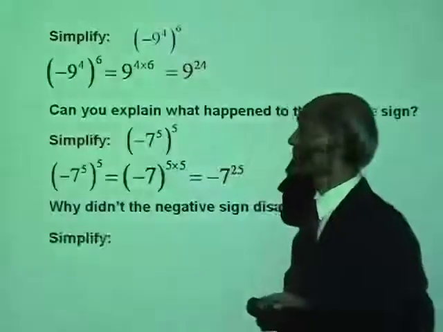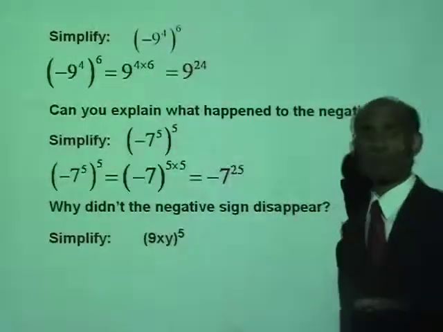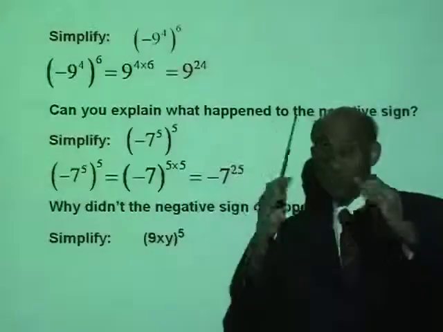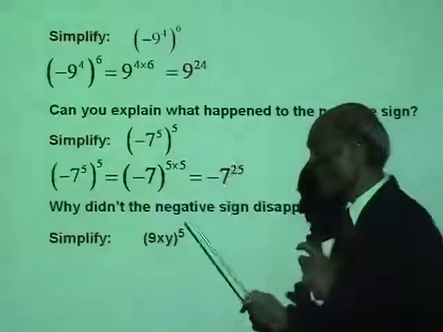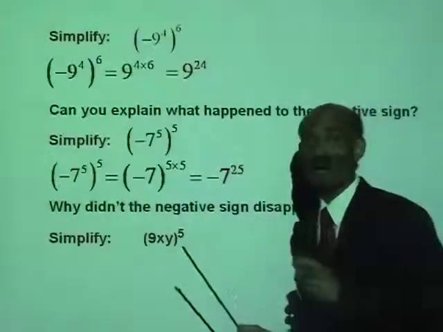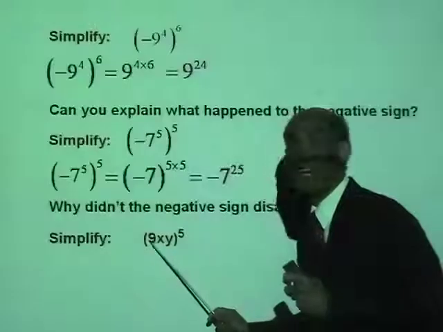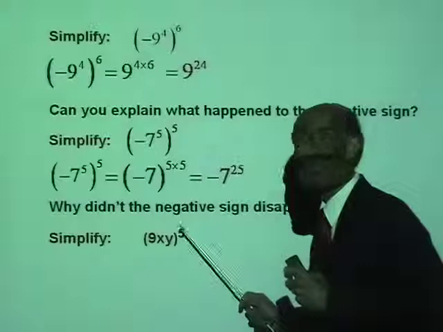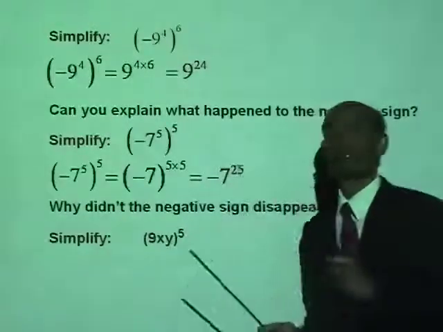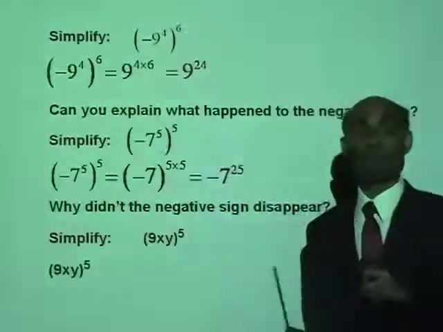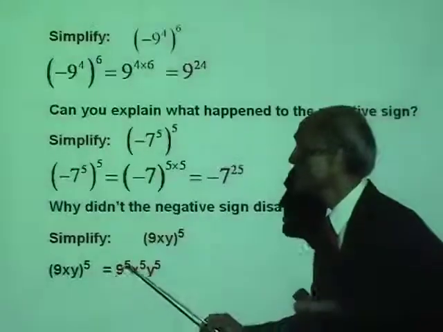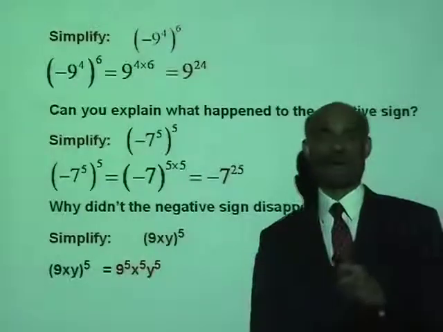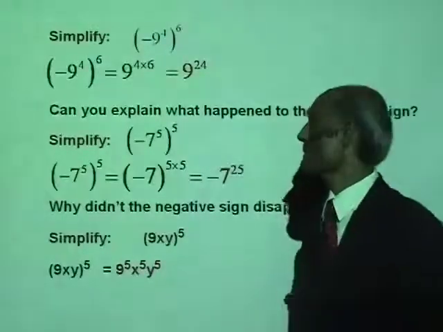Very good. Another one. Simplify. The quantity 9xy raised to the power of 5. What that means is 9 is raised to the power of 5, x is raised to the power of 5, and y is raised to the power of 5. So that is 9 to the power of 5, x to the power of 5, y to the power of 5. Okay, let's move on.